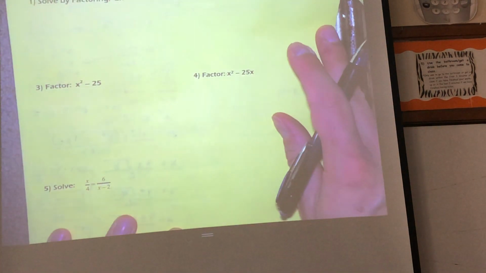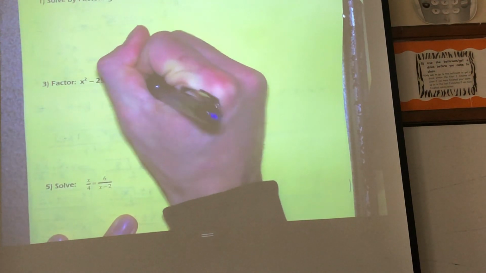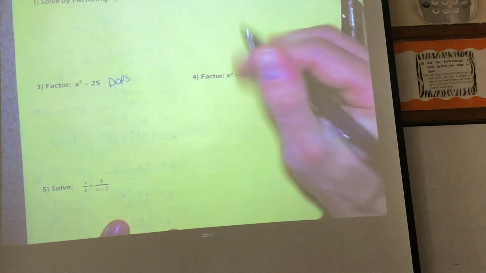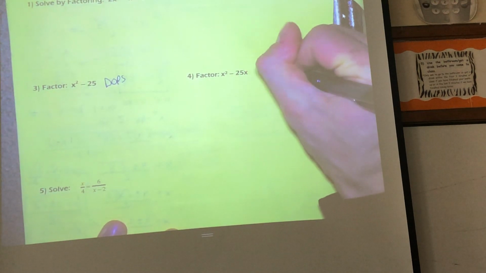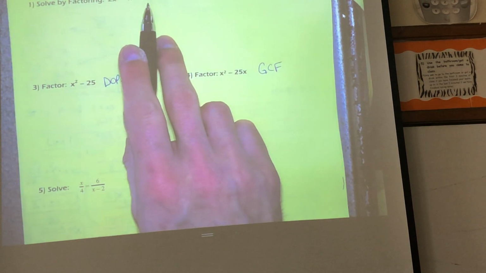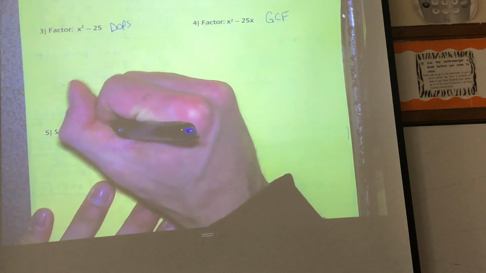The one thing I will be careful of, this one when you're asked to factor is dots. Notice how there's non-equal signs, so you're not going to solve. This one is a factor of a GCF. It's again, no equal sign. This one there is an equal sign, so you will solve. This one you'll solve too, and your first step will be to cross multiply.